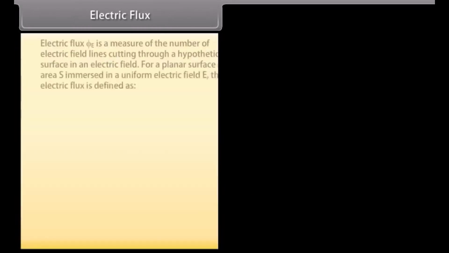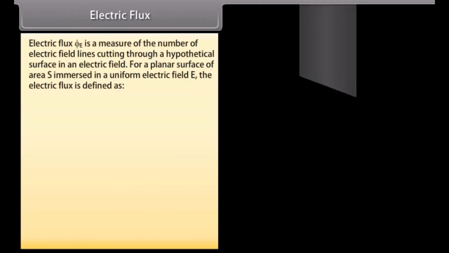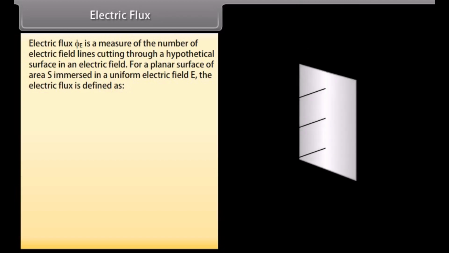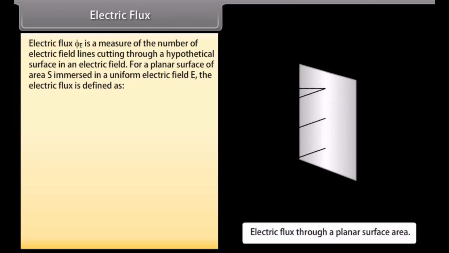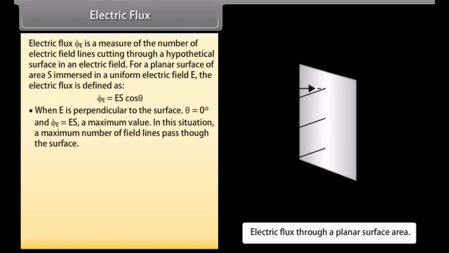Electric flux. Electric flux, phi E, is a measure of the number of electric field lines cutting through a hypothetical surface in an electric field. For a planar surface of area S immersed in a uniform electric field E, the electric flux is defined as phi E is equal to E S cos theta. When E is perpendicular to the surface, theta is equal to 0 degree and phi E is equal to E S, a maximum value. In this situation, a maximum number of field lines pass through the surface.